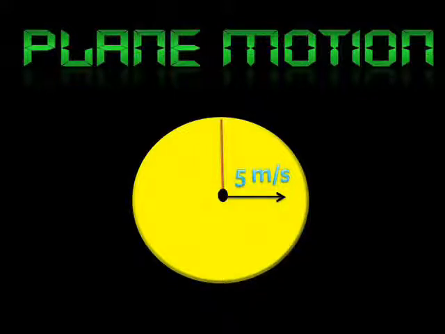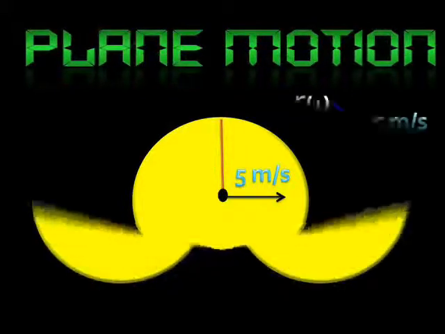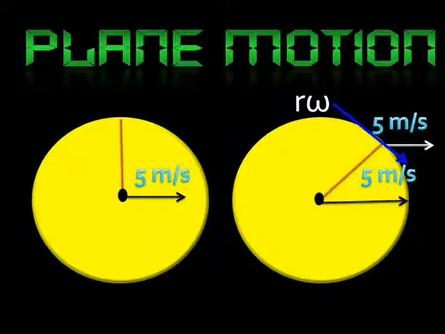And lastly, the plane motion. Let's say this cylinder is in plane motion. Its center velocity is given as 5 meters per second, and let's also assume that the angular velocity of this cylinder is omega in a circular plane. Now, let's see the second position of the cylinder.